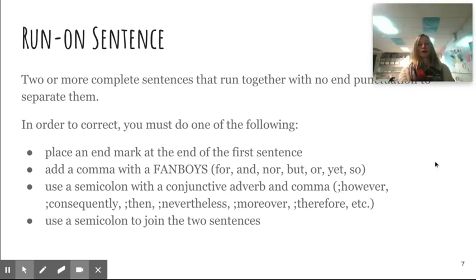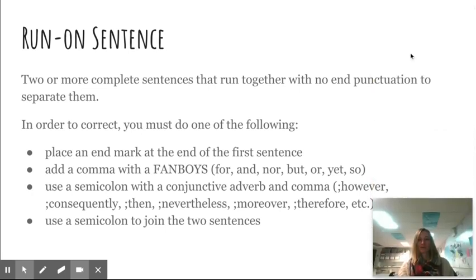Okay, run-on sentences. You're going to see run-on sentences and comma splices basically one and the same on IXL. The reason for that is they kind of all are run-ons. People end up, unfortunately, correcting run-ons with a comma, and that creates a comma splice, which is not what you want to do. So what you need to know: two or more complete sentences that run together with no punctuation to separate them. I see this all of the time in writing, just like I see fragments all of the time in writing.